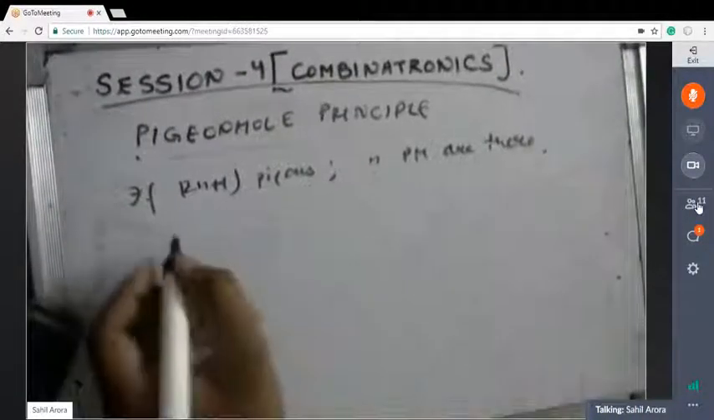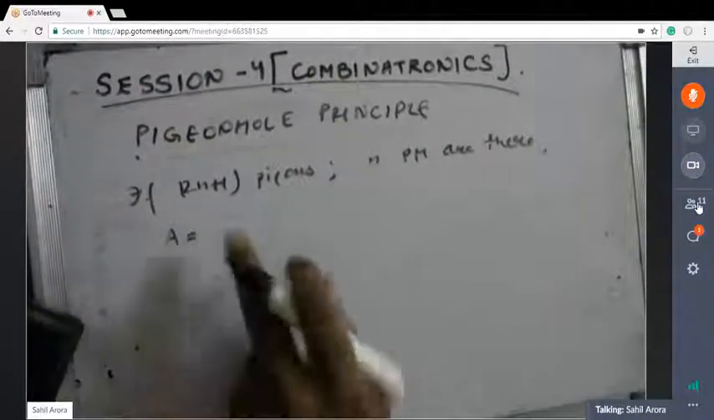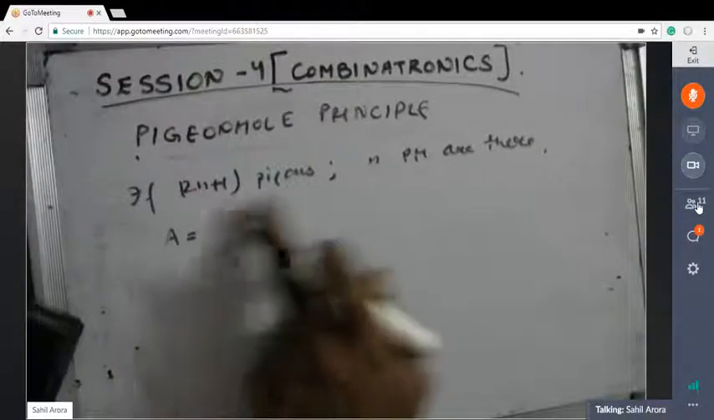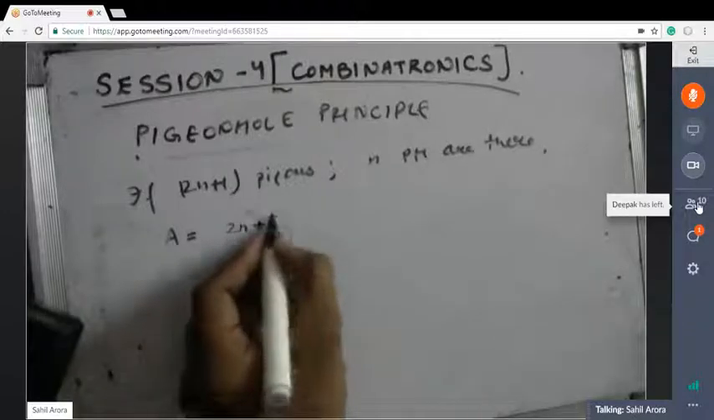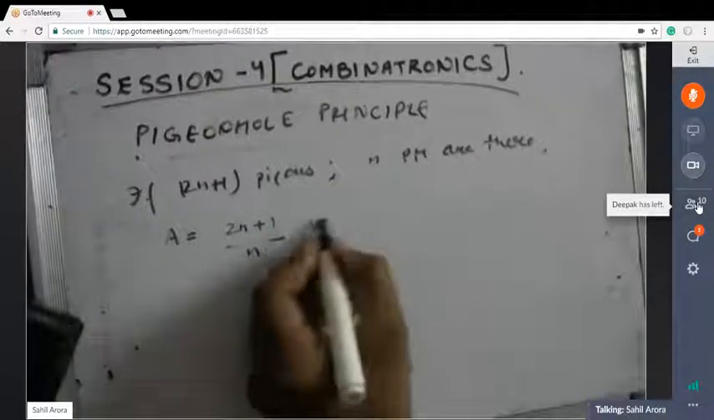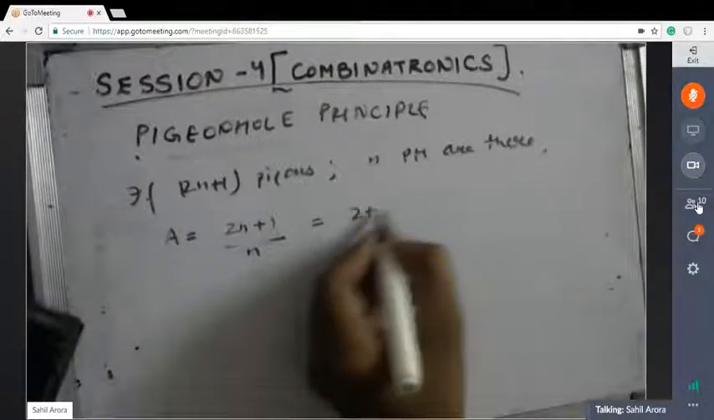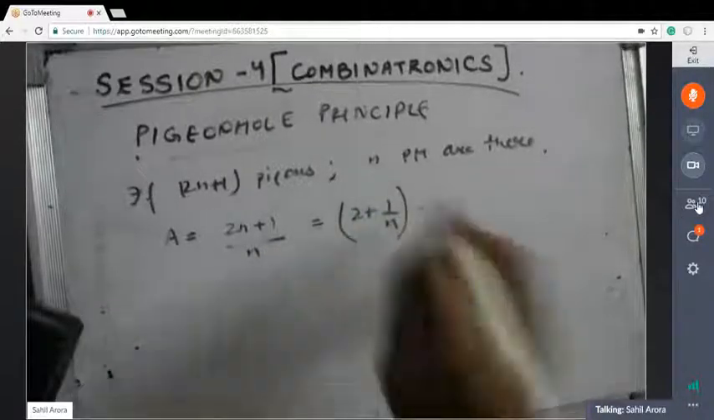Then again the same thing. Average would be nothing but the sum of all the pigeons divided by the total number of pigeonholes. Then it would be nothing but how much? 2n plus 1 divided by n. Then the average would be nothing but how much? 2 plus 1 by n. Right? So average would be 2 plus 1 by n.